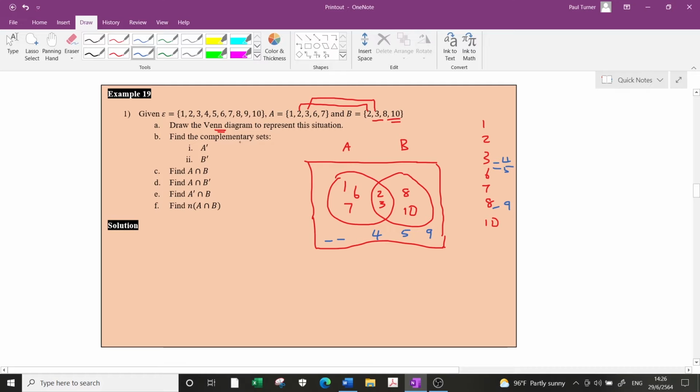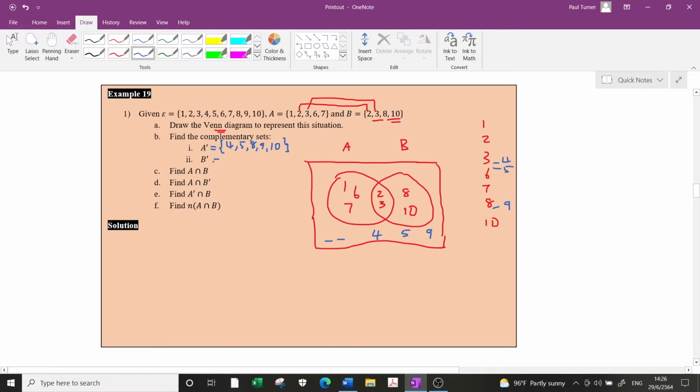Okay, so find the complementary sets. These are the elements which are not in A. Which elements are not in A? 4, 5, 9, 8, 10. These ones here are not in A. They can be in B, that's fine, as long as they're not in A. So 4, 5, 8, 9, 10.